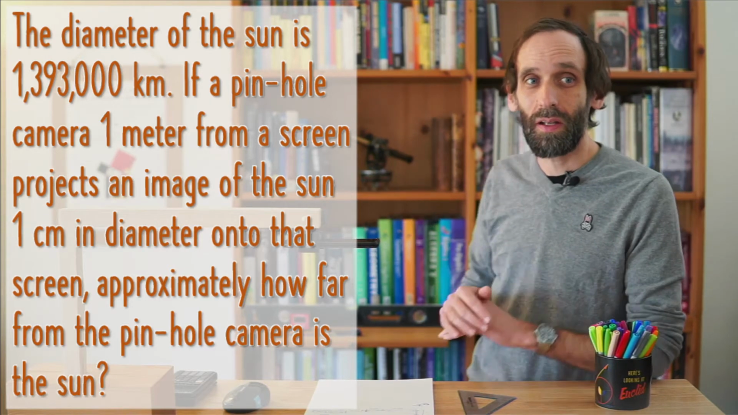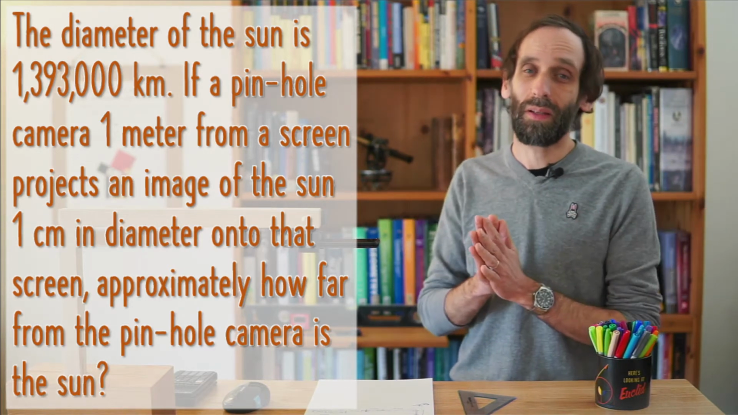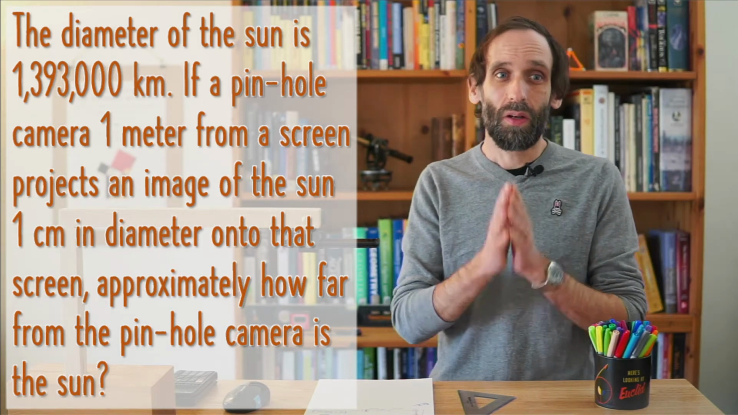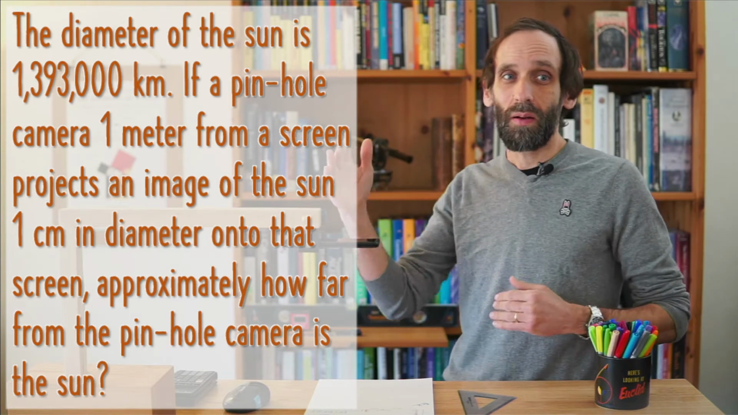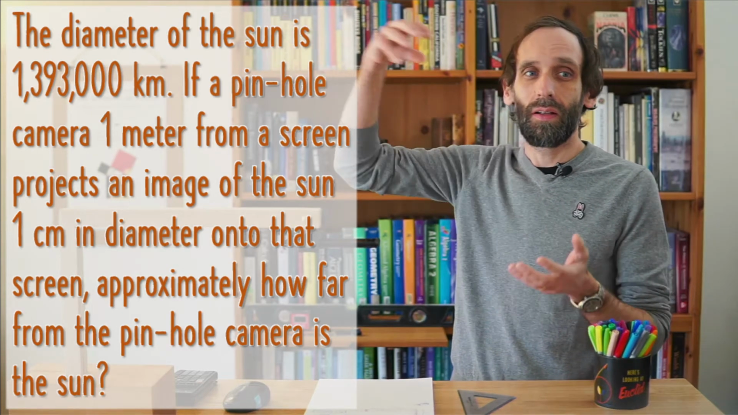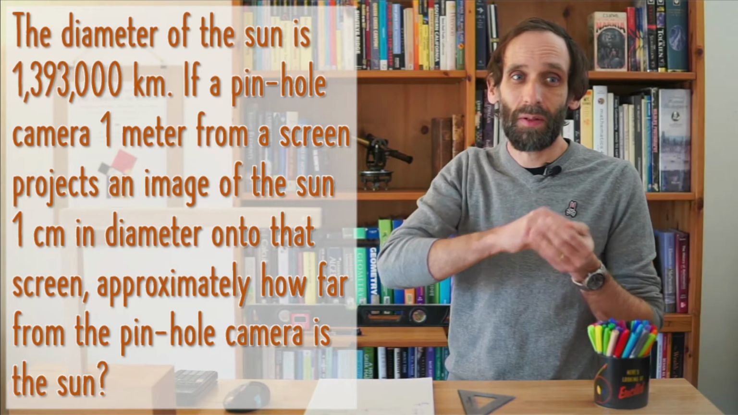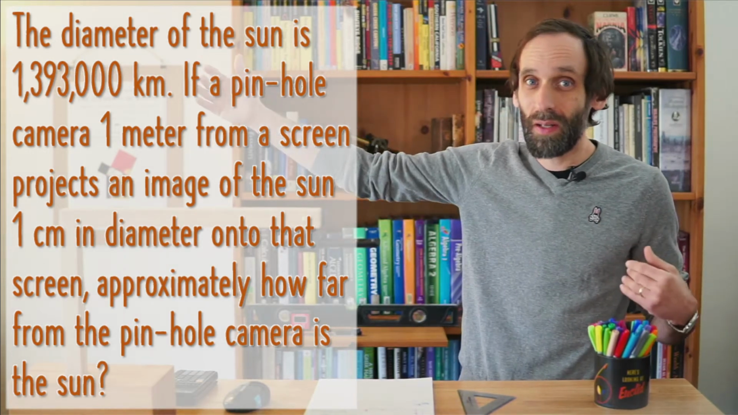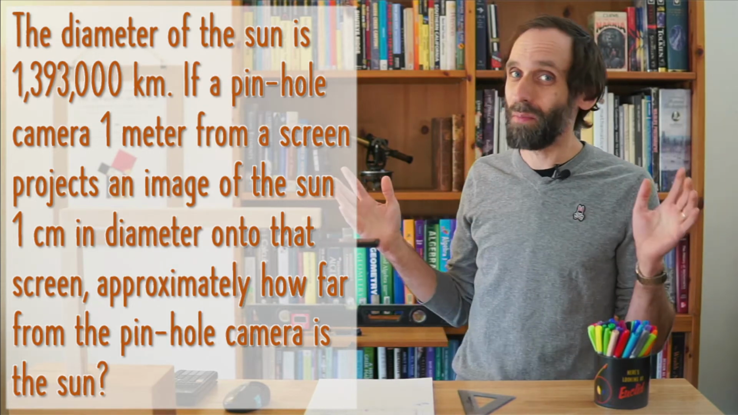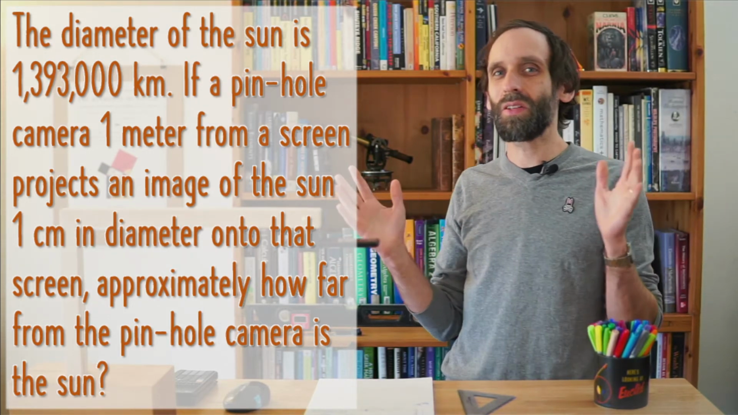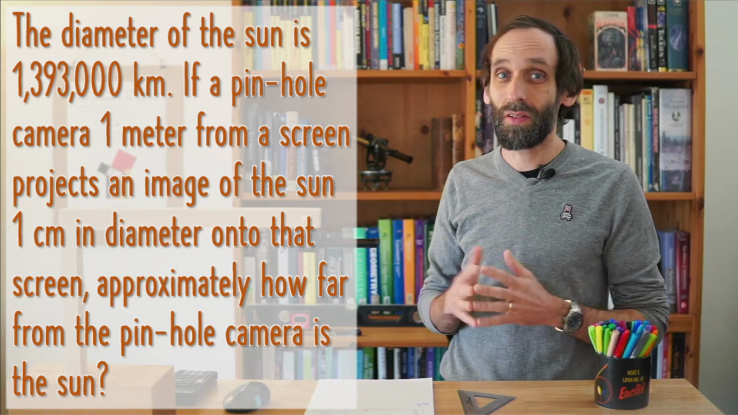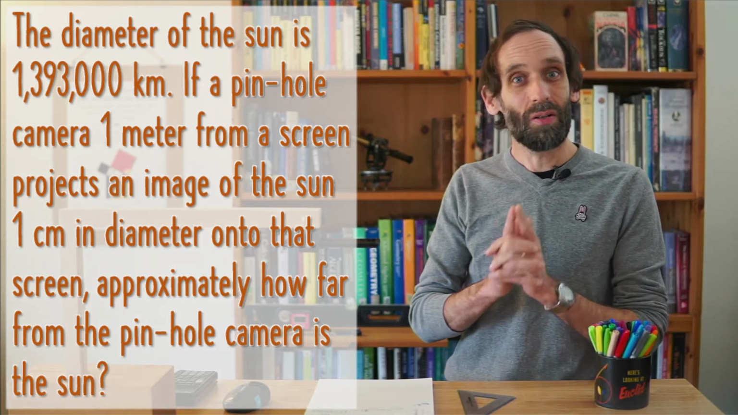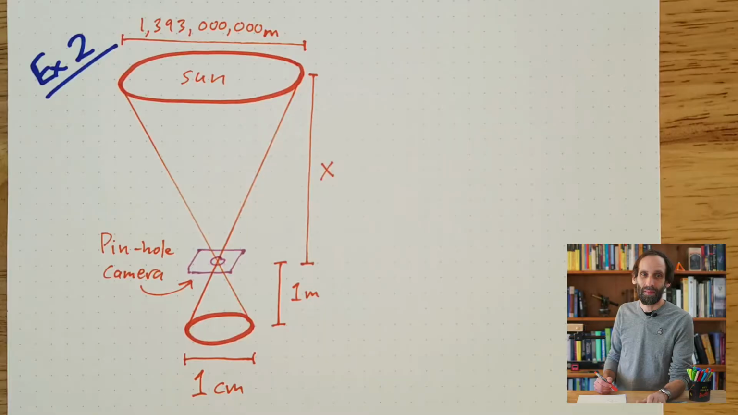The diameter of the sun is approximately 1,393,000 kilometers. If a pinhole camera 1 meter from a screen projects an image of the sun that's 1 centimeter in diameter onto that screen, approximately how far from the pinhole camera is the sun? Now, that might seem like not the easiest problem to solve, not something simple enough to solve with a basic similar triangles proportion, but it turns out it is. So let's go ahead and set it up.